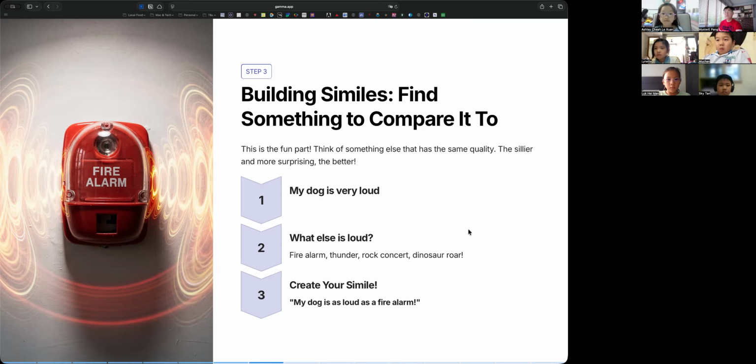So we build our similes, right? This one is Mr. Pang's example. My dog is as loud as a fire alarm. Does that work, everybody? Are fire alarms really loud? Have you all heard fire alarms in Sinmin before? Yeah, sometimes it's triggered, right? Accidentally. And then there's a loud ringing bell sound that goes around the school. Have you all heard that before?